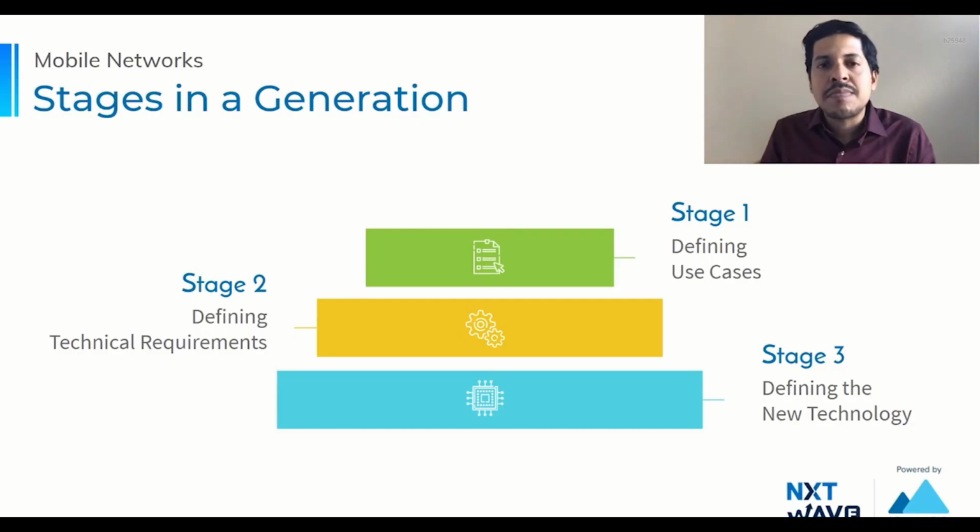So whenever we talk about a generation, we need to think about what are the new use cases that need to be supported in this new generation. What are the new technical requirements that need to be provided to be able to support these use cases? And what is the technology? What is the new technology that can meet these new requirements? So now let's go through the 4 generations of mobile networking that the world has seen so far.